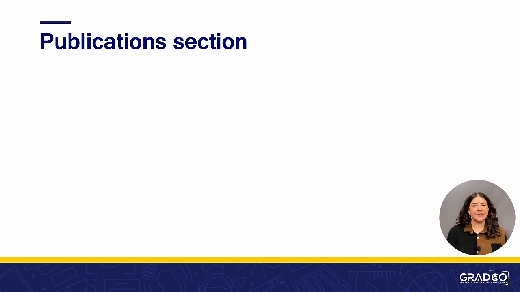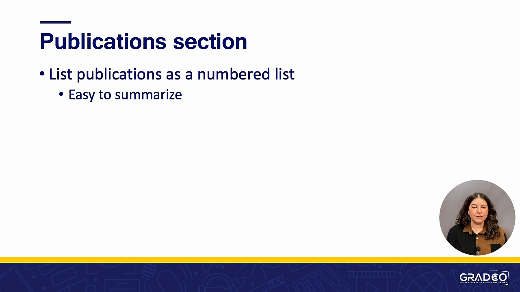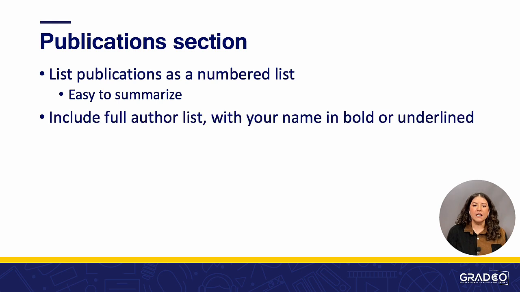Let's talk about how to present your publications on your CV. This is often considered one of the most important sections, particularly for research-focused positions. First, format your publications as a numbered list. This makes it easy for the search committee to quickly see how many publications you have and to reference specific papers during interviews. Always include the full author list and make sure to highlight your name by either bolding or underlining it. This helps the committee understand your role and spot your contribution across multiple publications.